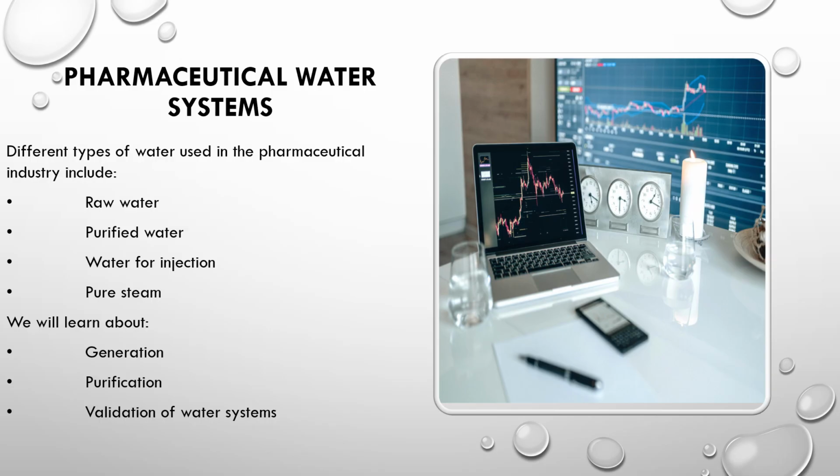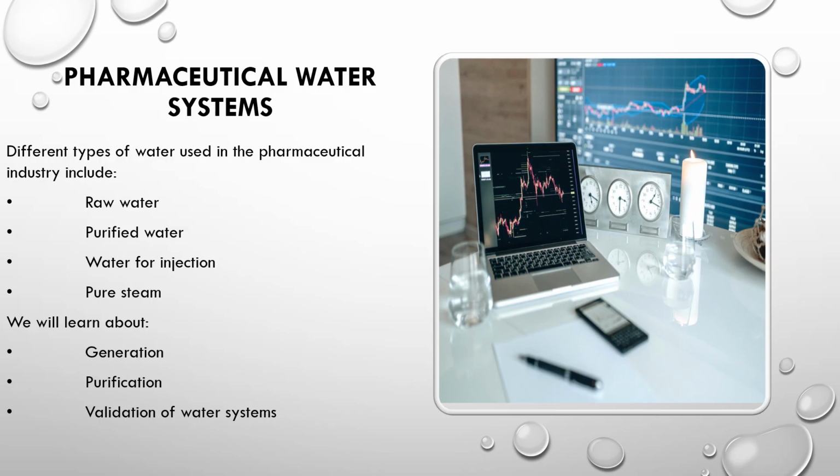Now imagine using that same tap water to produce an injectable medicine that will go directly into a patient's bloodstream. That would be very dangerous. That is why pharmaceutical companies use different types of water depending on the purpose. First is raw water. Raw water is like the water that comes from natural sources or municipal supply. It is the starting point, but it must go through several purification steps before being used in pharmaceutical processes.